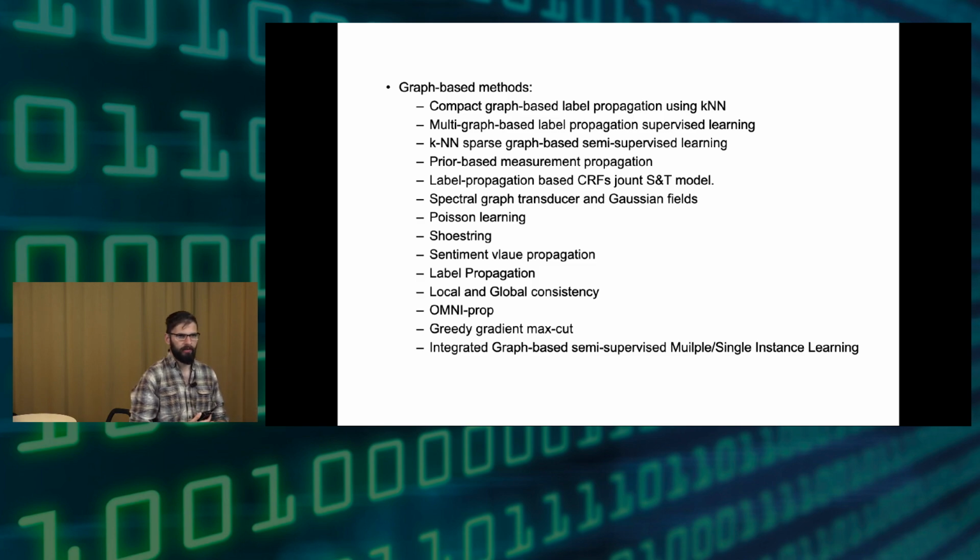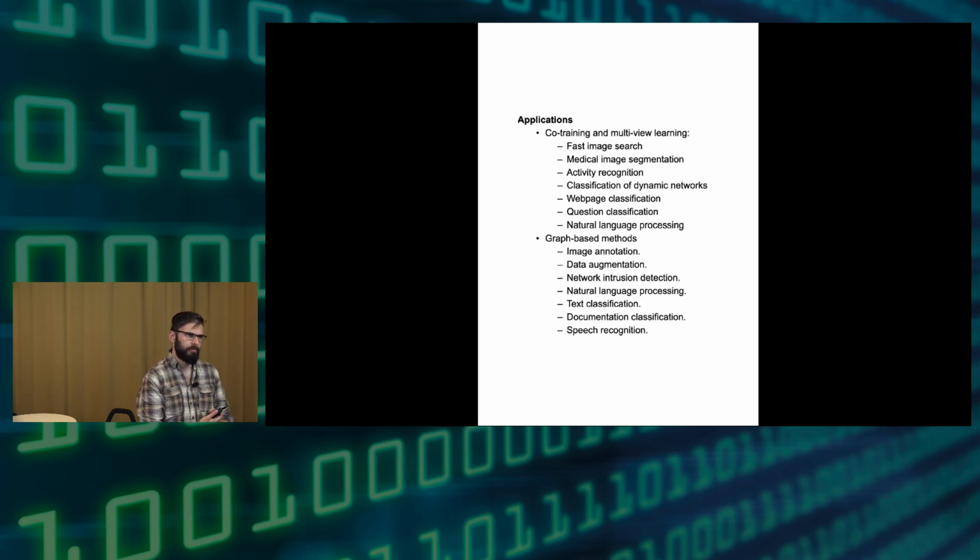And here we have a lot of algorithms because these were developed pretty recently, so they are kind of popular and there's a lot of research in them, but they suffer from a lot of computational issues. So for example, here we have compact graph-based label propagation, multi-graph-based label propagation, KNN sparse graph-based semi-supervised learning, prior-based, a lot of fancy names. Poisson learning is pretty popular, shoestring, sentiment value propagation, and so on. So there's a lot of things that have been done here.